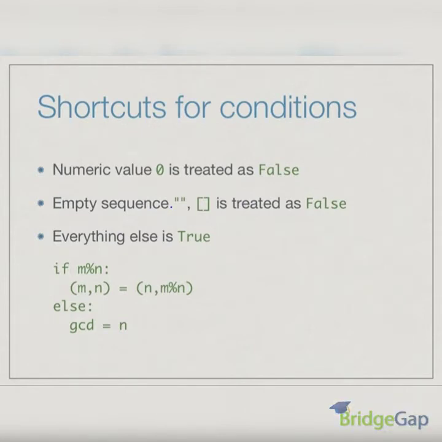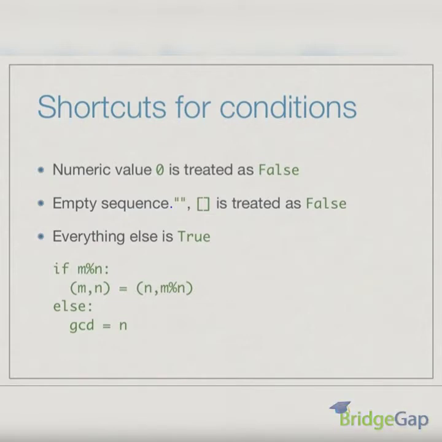Shortcuts for conditions. Now always remember that the numeric value 0 is treated as false and the numeric value 1 is treated as true. And if we have to show that a string or a list is empty, we just ignore each and every value. We don't store any kind of value inside a string. For example, a single space is also treated as a particular kind of value. So the empty sequence inside a string or list is also treated as false.